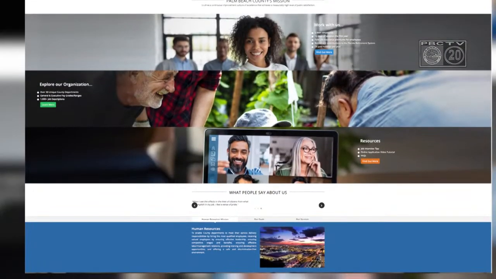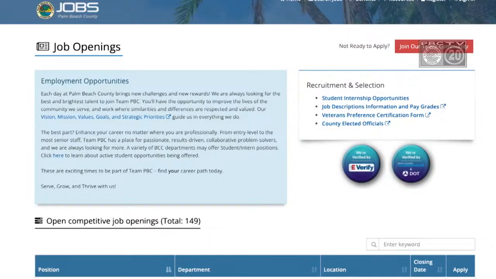You can apply and submit your application right there on the spot, whether you're a seasoned professional or just starting out. There's a job here at the county. Let's talk trades.